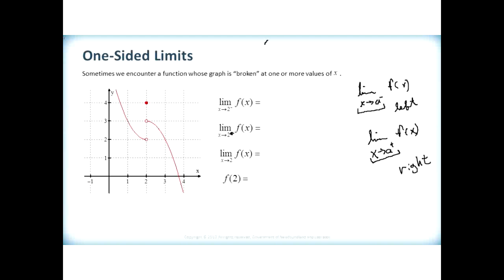Then we have to find, overall, the limit as x approaches 2, and then evaluate the function f when x equals 2. There's some strange business going on here. Why are they not all the same thing, and why are they different?